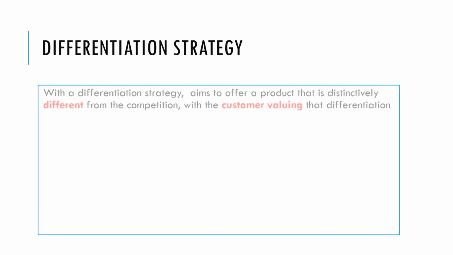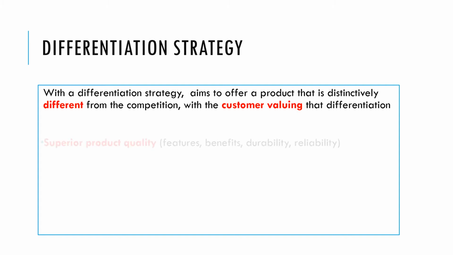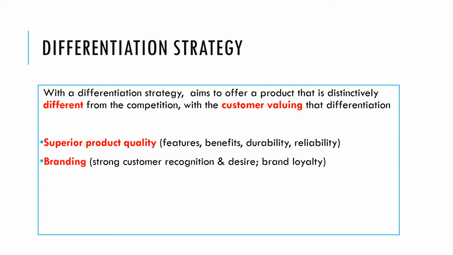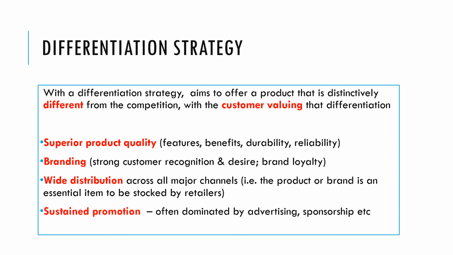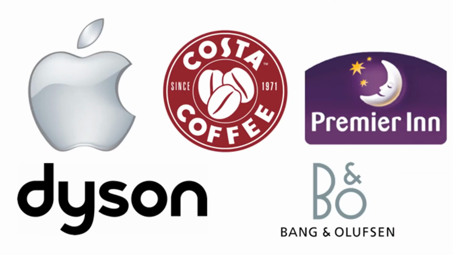Let's move on to a differentiation strategy. This is trying to offer a product that is distinctly different from the competition, with the customer valuing that differentiation. So we might use superior product quality, or maybe branding, wide distribution, or sustained promotion in order to achieve this. Here again are some examples. We mentioned Apple earlier, who use a combination: widely available products, heavily promoted, strong brand identity and excellent product quality.